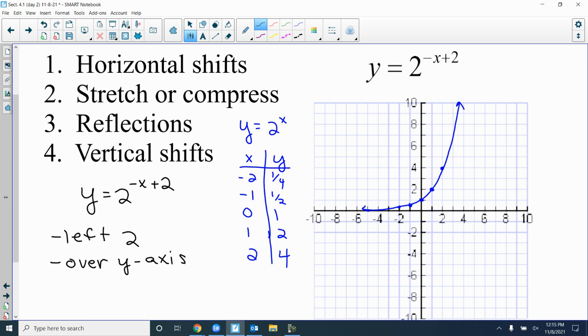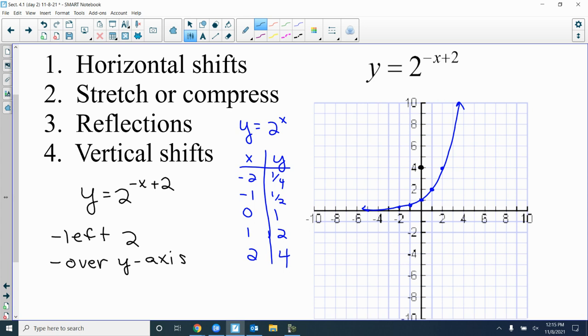Left 2 over the y-axis. I'm going to start with my given points, and I'm going to move them left 2 and reflect over the y-axis. So for (2, 4), left 2, when it reflects over the y-axis, it's on the y-axis, it should be right there.